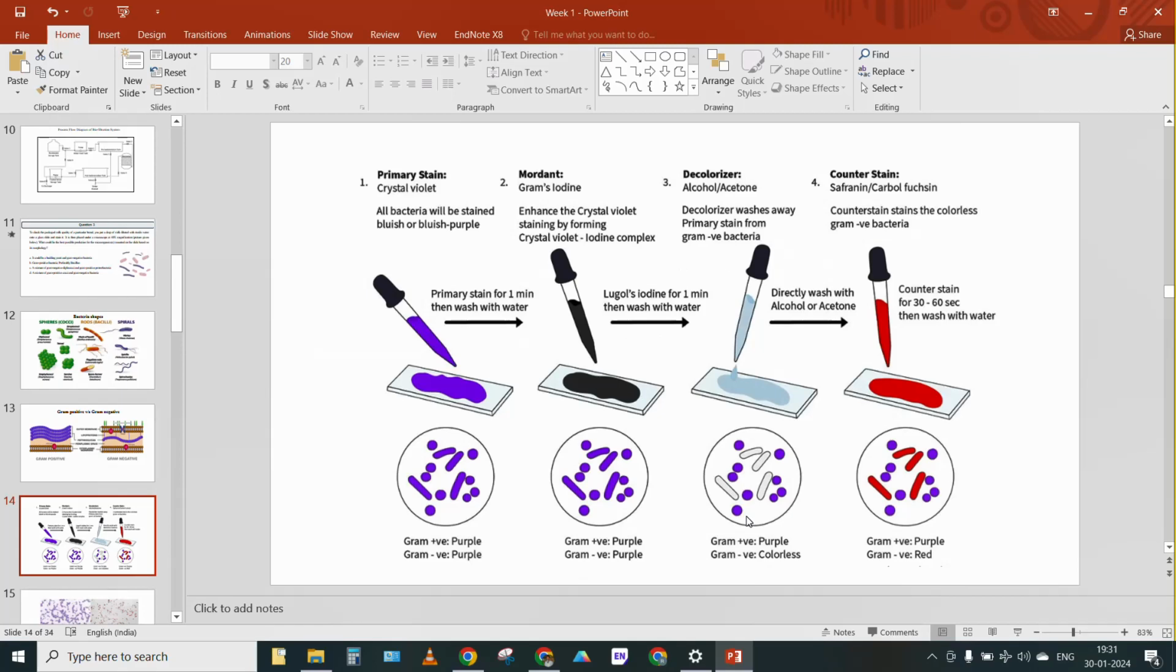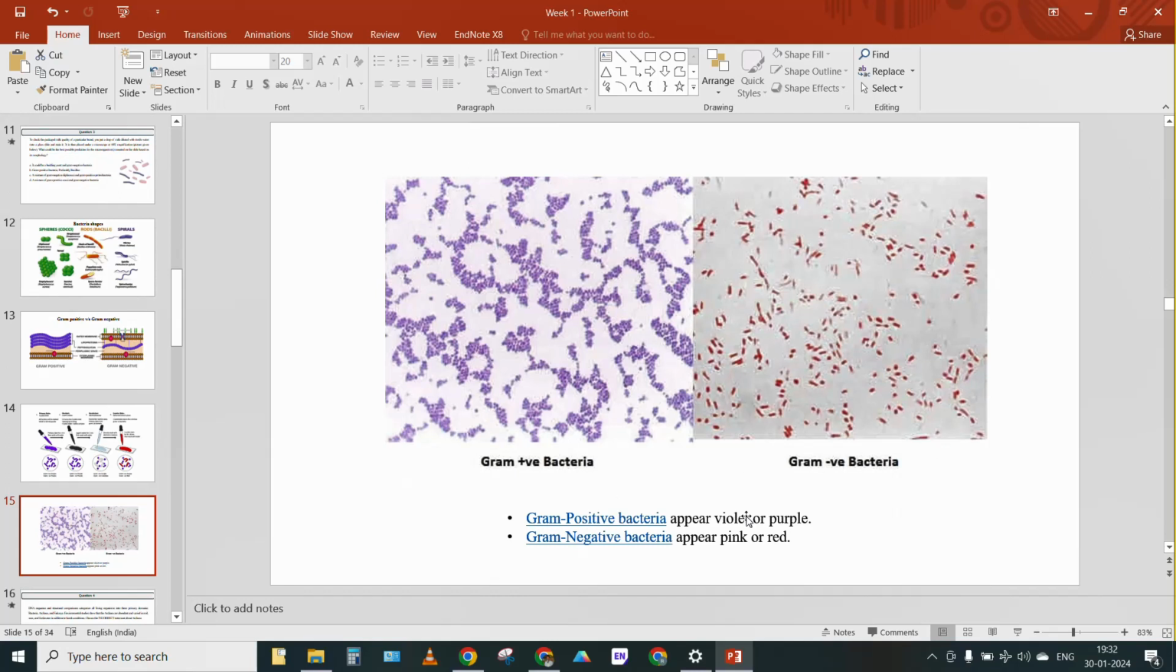So after staining, it gives two colors, either violet or purple, or pink or red. So by this we can identify whether it is a gram positive or a gram negative bacteria. So here the gram positive bacteria appears violet or purple. On the other hand, the gram negative bacteria appears pink or red.